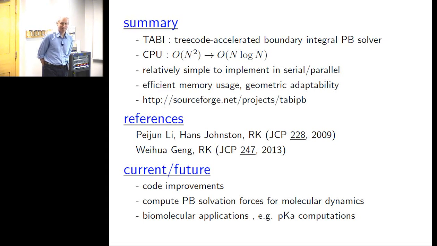And have you talked to Nathan Baker and the APBS folks about that? Yeah, in fact, Weiwa went to visit the Pacific Northwest lab last summer, and the plan is to implement this TABI as an option in APBS. I hope they're doing that. I think it's supposed to come out in the next version of APBS. That's what Weiwa told me.